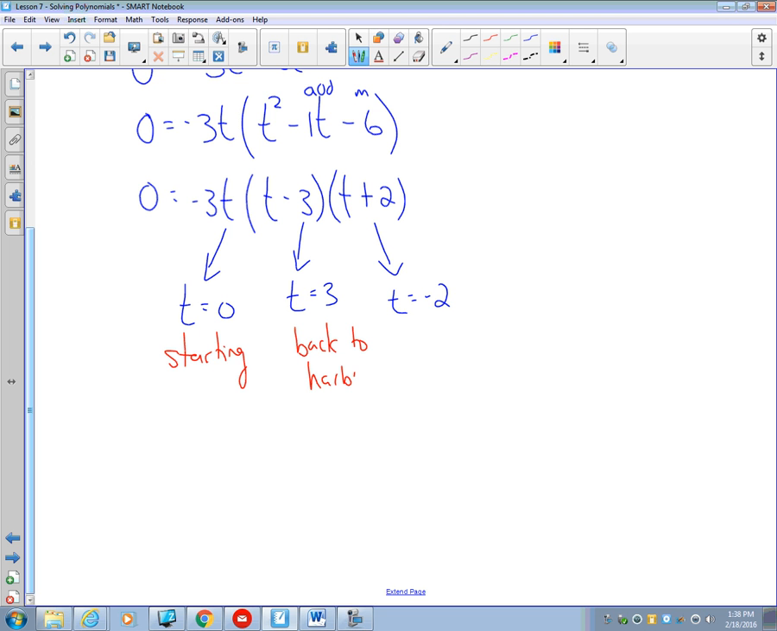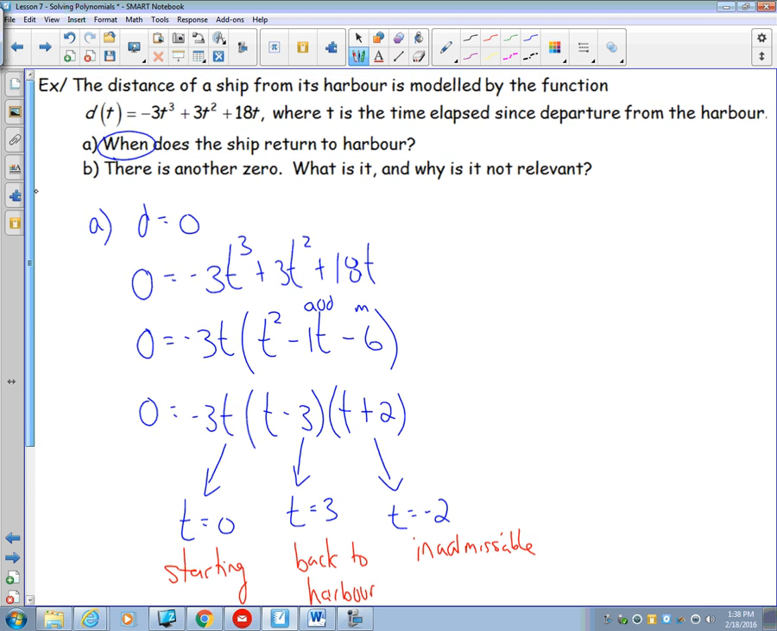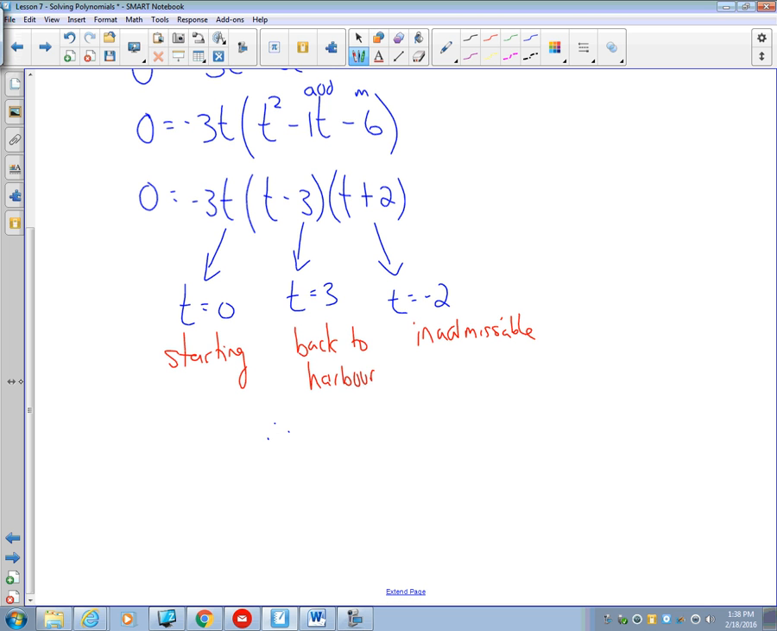And then I got negative 2, and we know, logically thinking, it can't have negative time, so we call this one inadmissible. And we came across that last, when we did technology stuff. Sometimes you get answers that don't make any sense in terms of the question. So how long does it take to return to the harbor? Well, time was measured in, what did it say up here? Time elapsed. It didn't actually give us a time. Maybe hours, I'm not sure, but we'd say after 3 hours, it returns to the harbor. Okay, that's part A done.